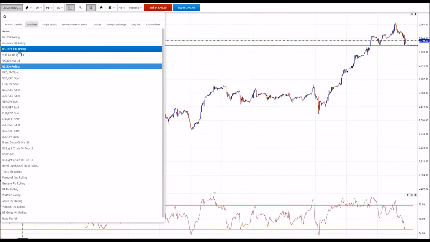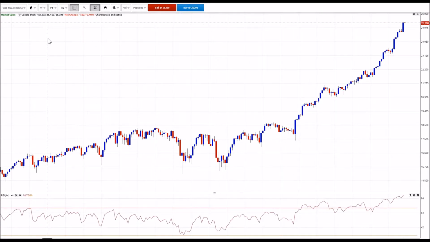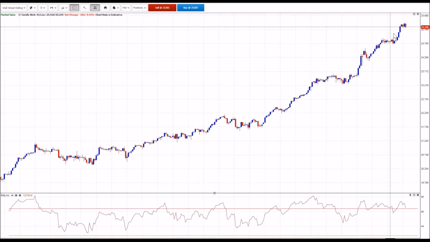Let's take a quick look at the Dow, then we'll look at the European indices. So let's have a look. Where are we on the Dow? Look at that, absolutely ridiculous. So let's flip it over to a daily. So the Dow, there we go. So we've bust through 25,000 this year.